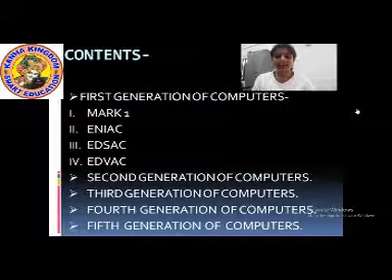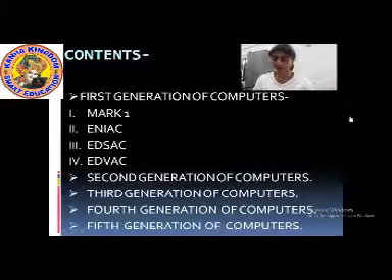Okay students, in this topic we will learn about the generations. What do you mean by the generation of computers? Then, in the first generation, what computers were invented? In the first generation, the computers that were invented were Mark I and ENIAC. These computers used vacuum tubes. Then the second generation computers used transistors.